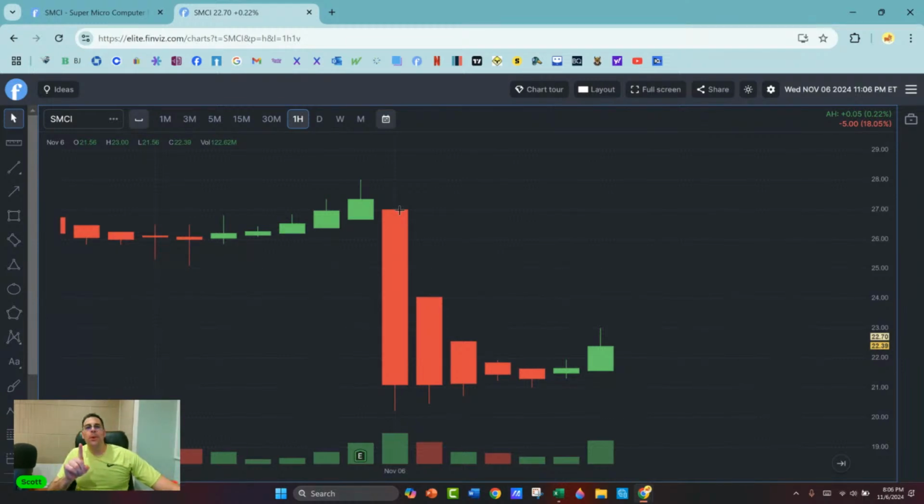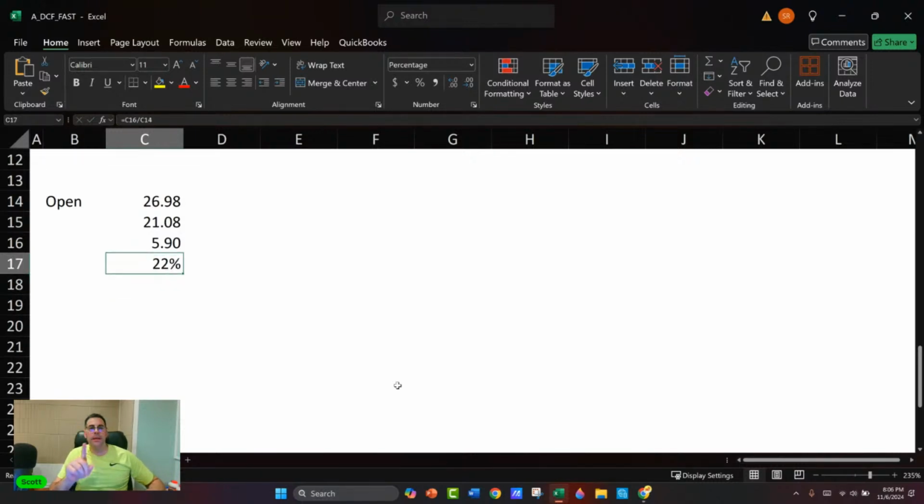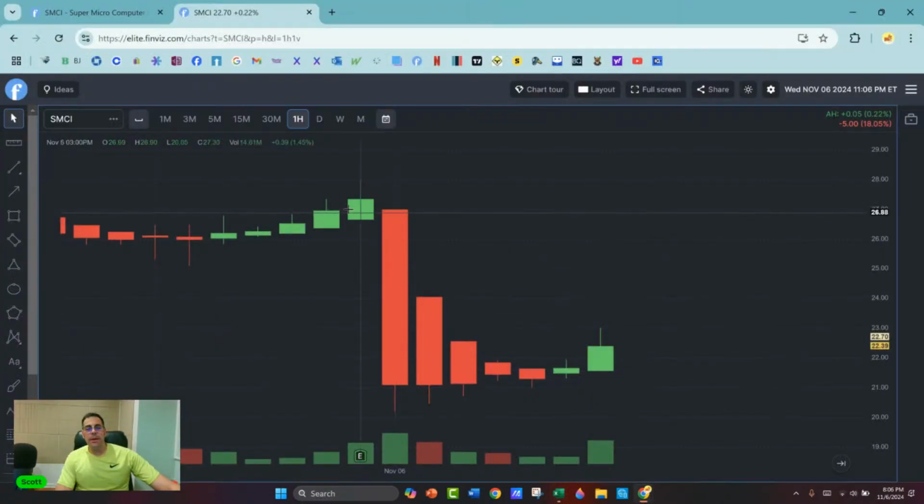So it opened, this is in 1 hour, at 26.98. And then it went down to 21.08. So it's hard to get action because that's probably all pre-market, and it's really volatile pre-market. So it went down 22% in the first hour of trading because they had a press release last night, Tuesday night. They said they were going to talk about the situation and mention their financials. I'm going to go through the press release.